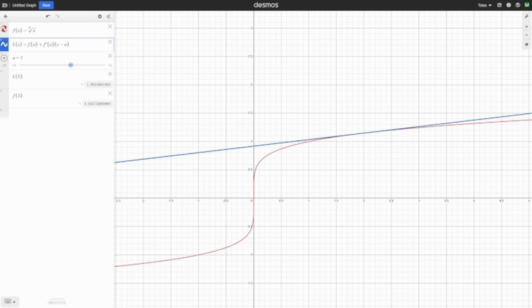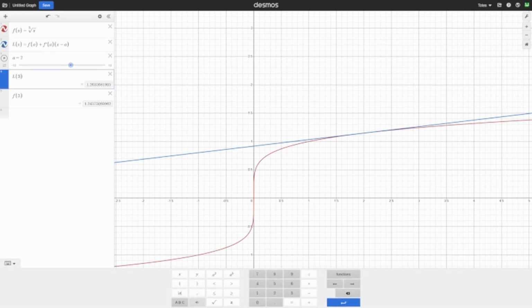1.26, and the actual value is 1.245, which rounds to 1.25, and depending on what you needed your answer to be or how much error you allowed, that might actually be a good enough value. And then if we were to say lower our value and we were to look at 2.5, we probably get an even more accurate answer. And sure enough, 1.206, 1.201.